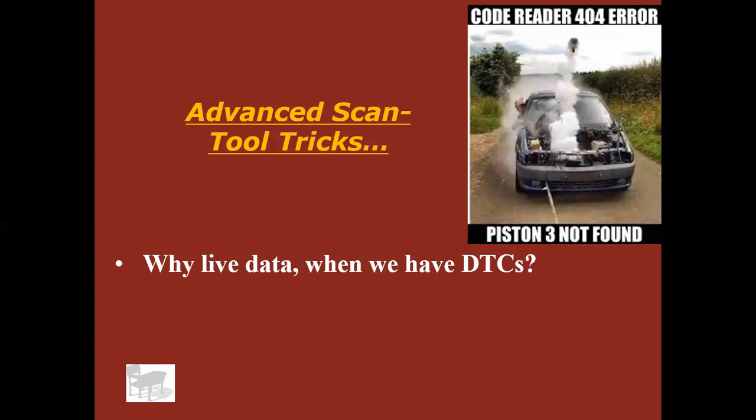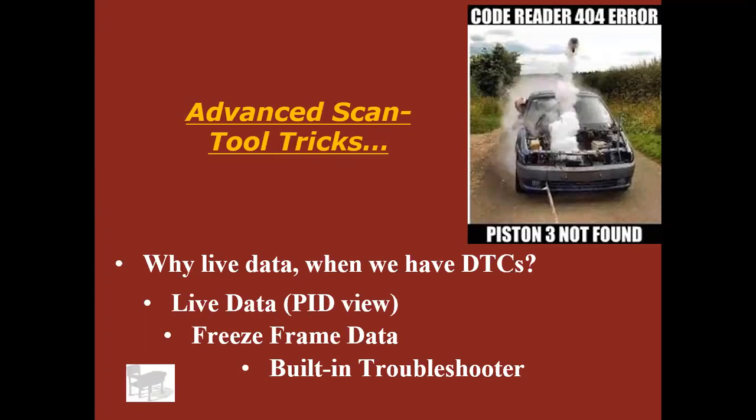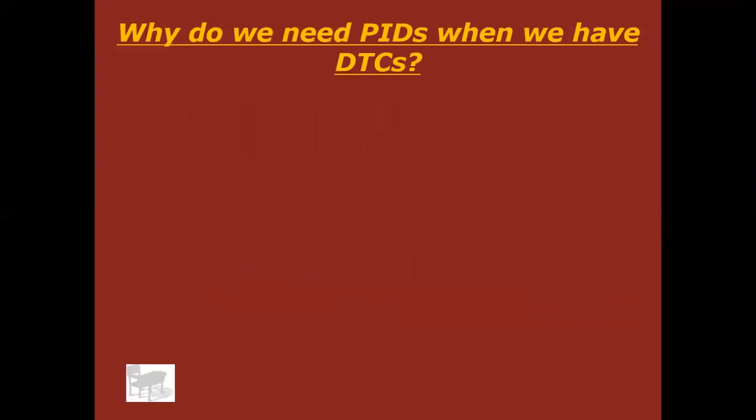So first thing we want to do before we jump into all those other things is talk about why does any of this stuff matter? Why do we care about this when we already know how to scan for codes and actually read the codes? Why do we care about looking at the data? And of course, we're going to talk about live data, also called the PID view, parameter ID, right? Freeze frame, and the built-in troubleshooter on our Snap-on scanner.